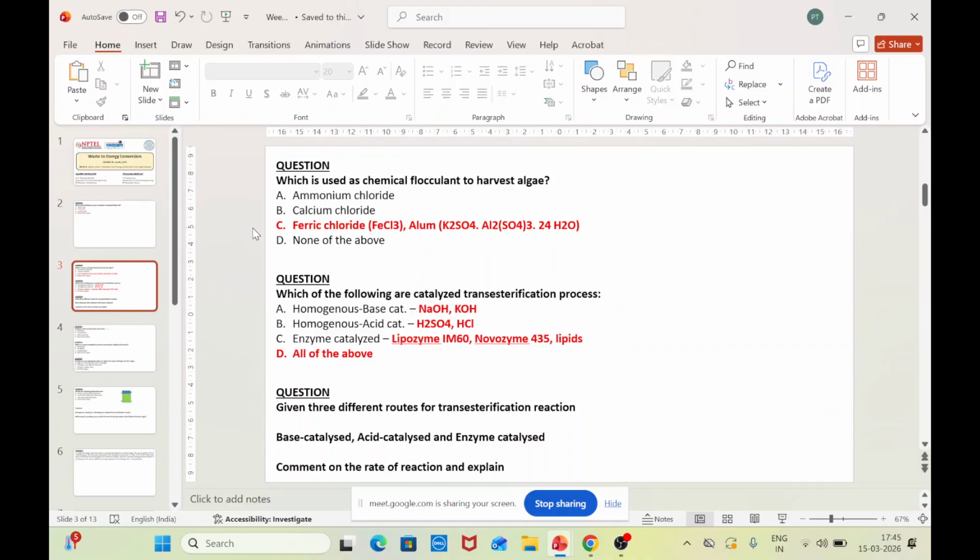So in relation to this question, let's look at the next one. Given three different routes for transesterification reaction: base catalyst, acid catalyst, and enzyme catalyst. Comment on the rate of reaction and explain. So basically I'm asking which one will be faster compared to the other, or what is the order of the rate of reaction. Which one will progress faster and which one will be slower?